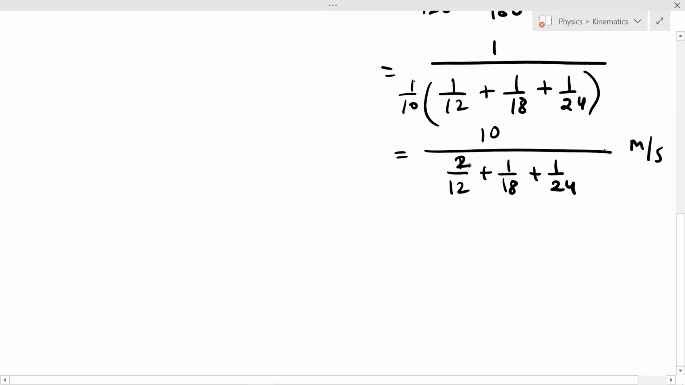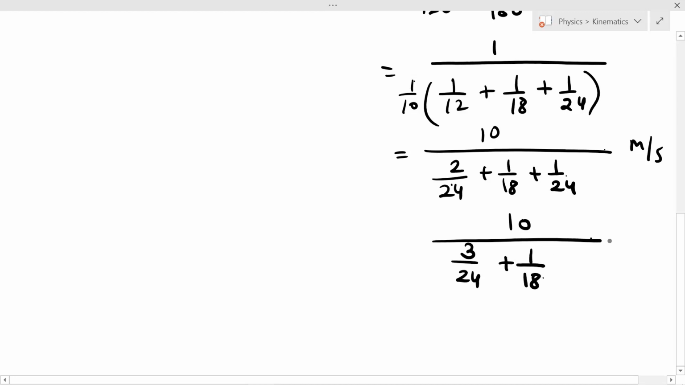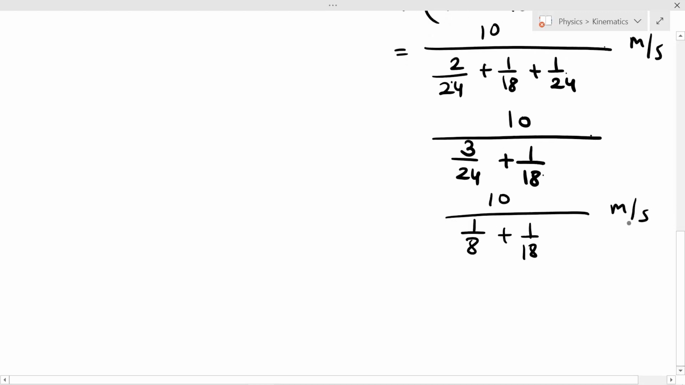So now let's multiply this with 2. So this becomes 2 by 24, plus 1 by 24 is 3 by 24, plus 1 by 18. Now this is 1 by 8. So 10 divided by 1 by 8 plus 1 by 18. So this becomes 10, 18 plus 8. I took 18 here and 8 here, and then I will multiply by 18 into 8 meter per second. So I don't know what it will come out to be.